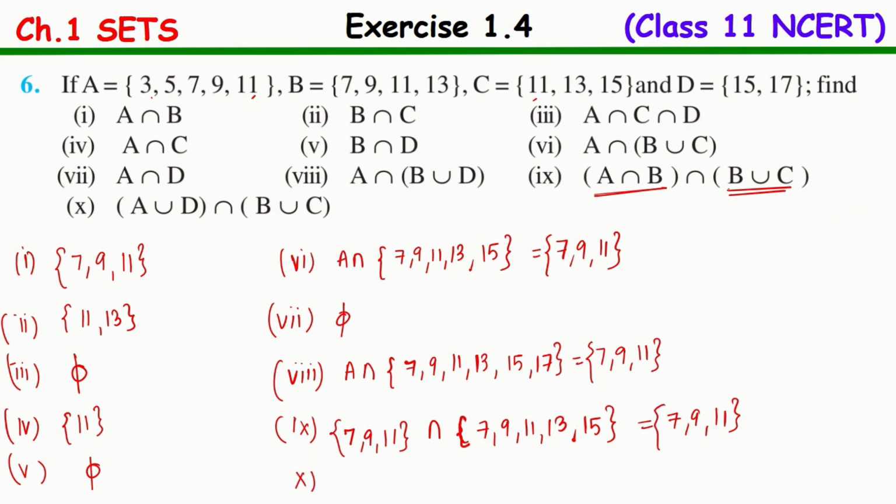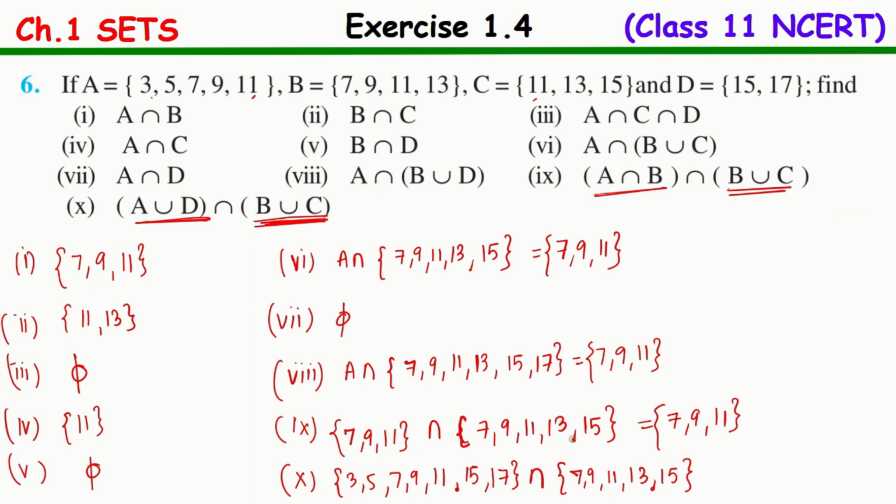Lastly we have the 10th part, which says that firstly we have to find A union D. All the elements of A, which is 3, 5, 7, 9, 11. All the elements of D, 15, 17. Then we have intersection with, now we have to write the elements of B union C. All the elements of B, 7, 9, 11, 13 and then C, 11, 13 already written, then 15. Now we have to find the common elements in these two sets. So we can see the common elements are 7, 9, 11 and 15.